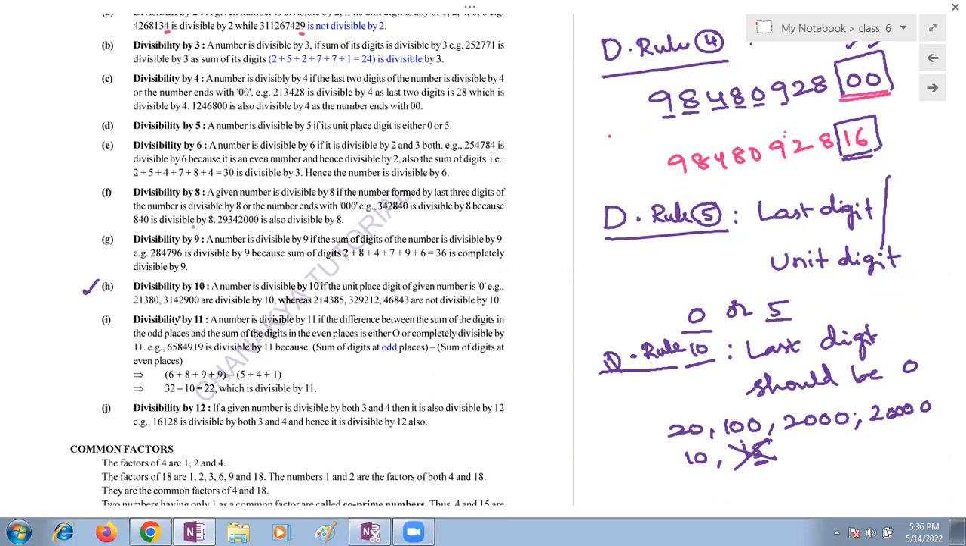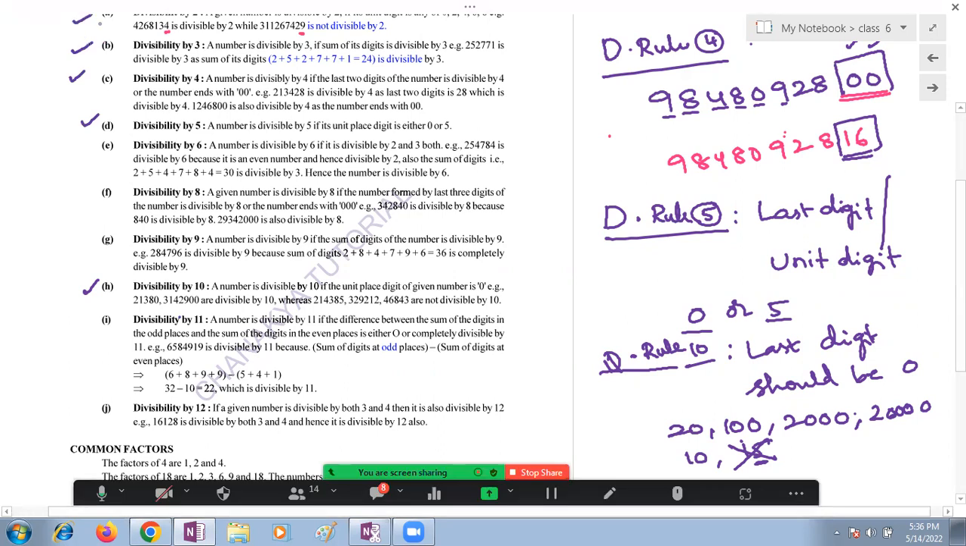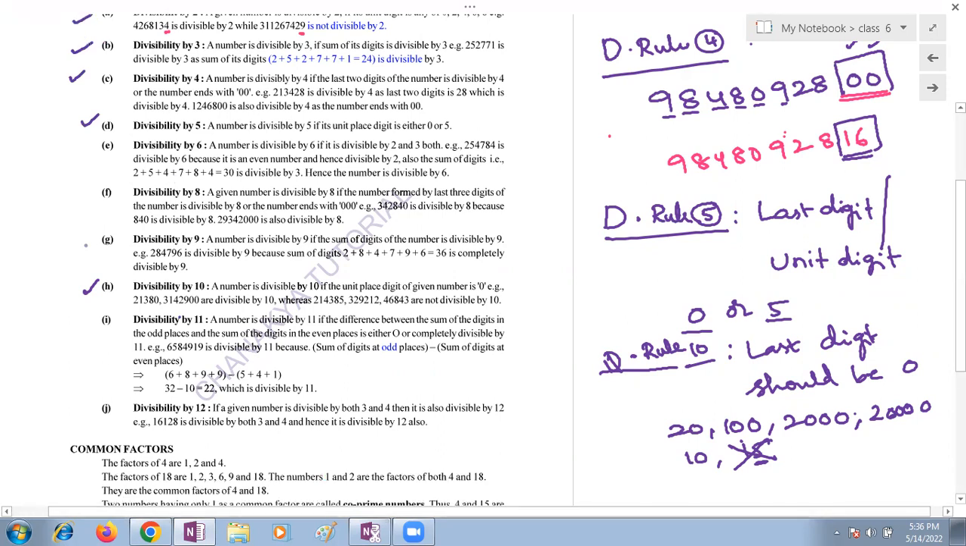Now coming to the discussion part, the rule of 5 is over, rule 4 is also over, and rule 3 is over. And the rule of 9, you see, children, divisibility rule of 9. Riyansh, please go through and read it. A number is divisible by 9 if the sum of the digits of the number is divisible by 9.